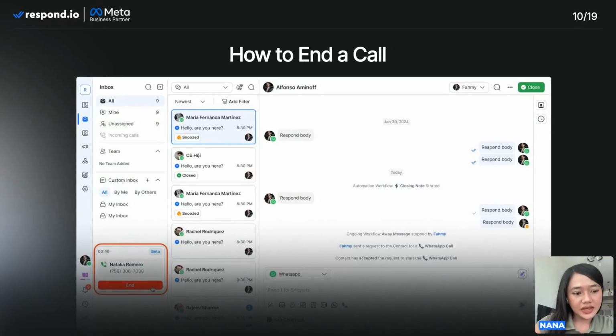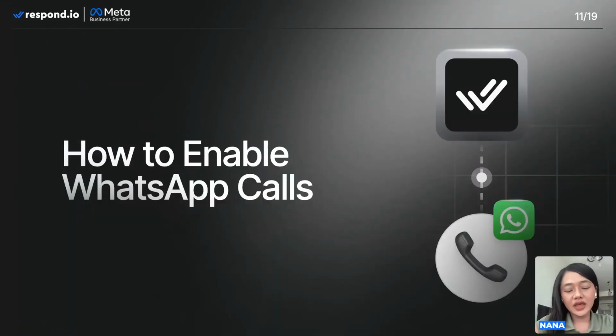Once the call ends, a call or contact event will appear directly in the conversation thread. As you can see, the latest call event here is: contact has accepted the request to start the WhatsApp call. All right, so now before you can start using WhatsApp call, there are a few setup requirements to check off.